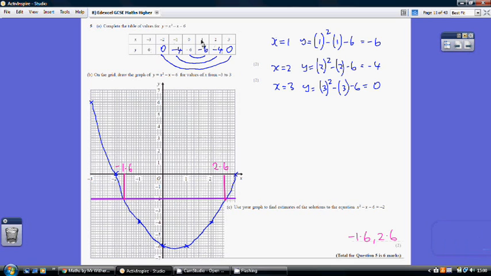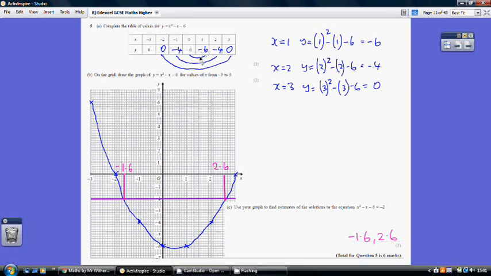So I'm going to start off with some of the easier positive values. I'm going to substitute in x being 1 to start with. So I'm just popping 1 into the function. So 1 squared, take away 1, take away 6, and I get a y value of minus 6. So when x is 1, y is minus 6. Now straight away I can see the symmetry. I've got the minus 6 to the minus 6.